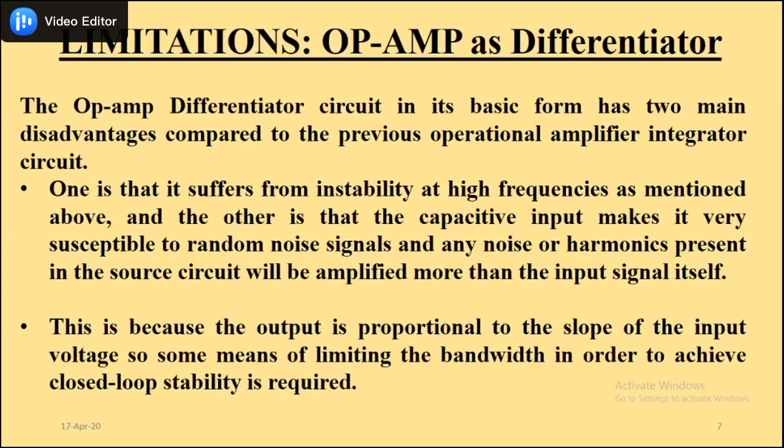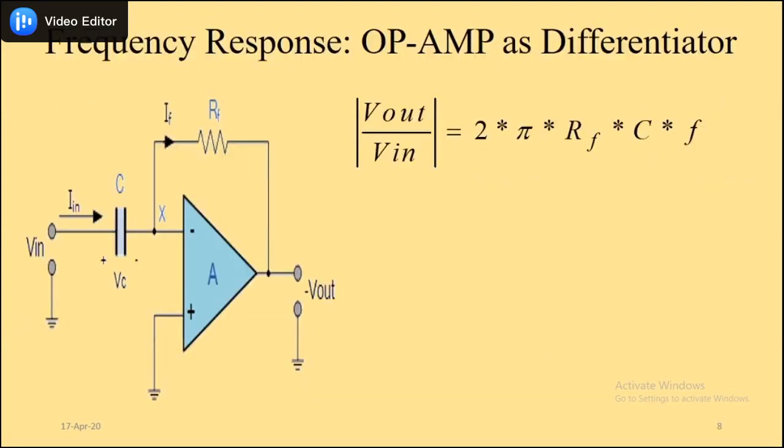Now we'll come to the first point, because a lot of terms which you are not familiar with are coming in: high frequencies, instability, noise, and these sorts of terms. So we'll take a look at it. By the expression which we have derived in the previous slides, if you find the overall gain of this particular circuit, we can write modulus of V out upon V in is equal to 2 pi RF CF.